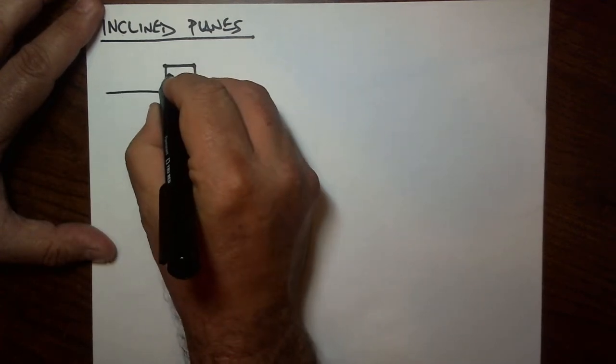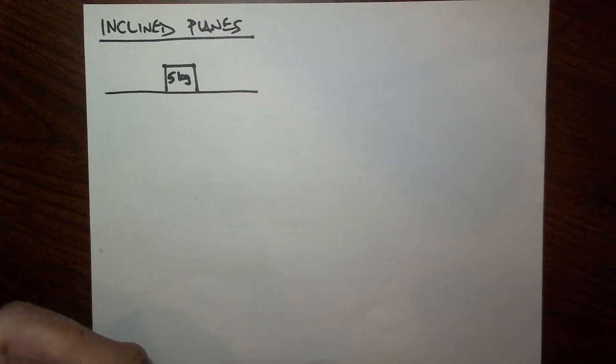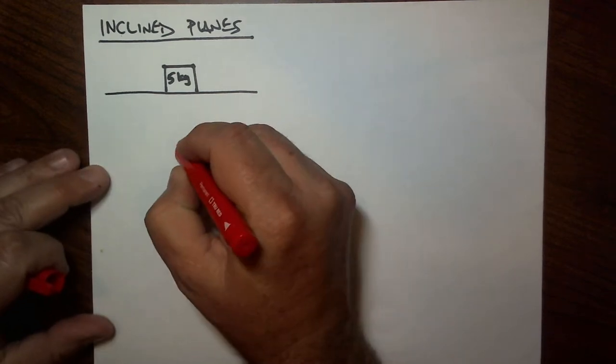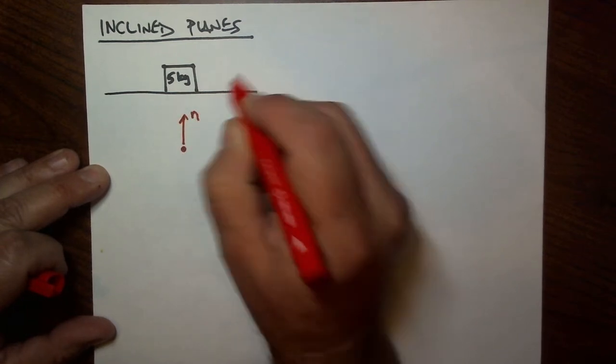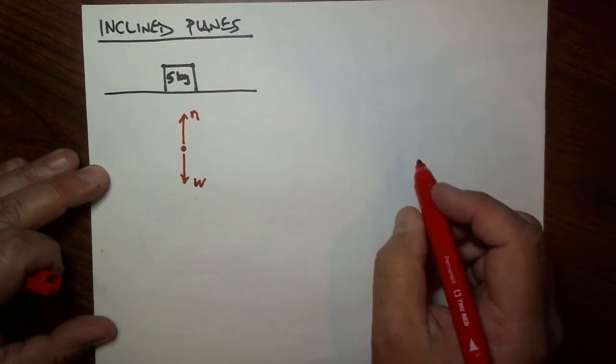Let's put a box, a 5 kilogram box, and no one's pushing this box left or right, but there are still some forces on it, and it's not accelerating, it's in equilibrium. So a free body diagram for this box would be a dot for the box. We would show the normal force from the surface going upwards and the weight going downwards.